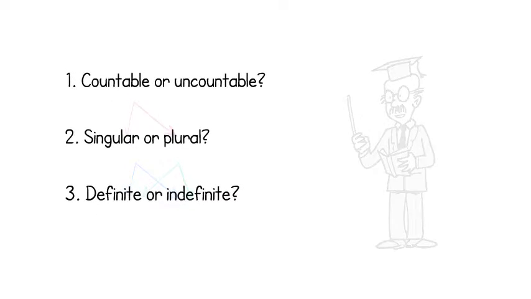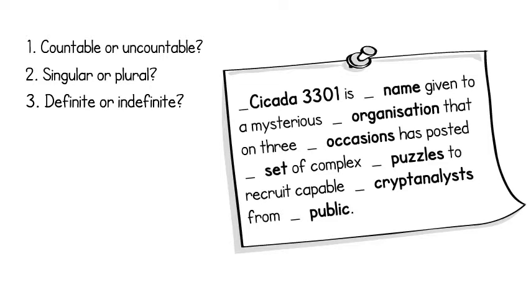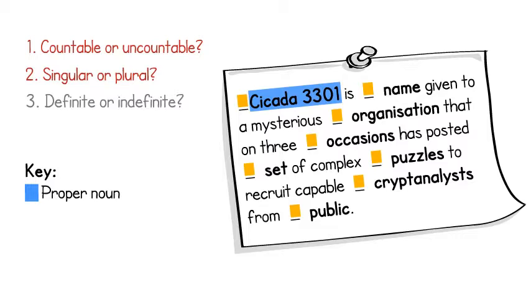Let's examine a sentence from an article about the organisation Cicada 3301. Take a moment and consider what articles, if any, you would use in each of the blanks. Let's look at each of the nouns in turn and answer our first 2 questions. Firstly, Cicada 3301 is a proper name, like John, Brisbane, or Griffith University, and therefore it takes no article. So we do not need to consider it any further.